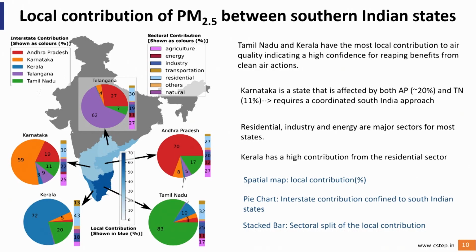This is one more layer of information. This is basically the sectoral information as well. Here you can see which sector is dominant. For example, the residential sector is very important for states like Kerala, where it is about 43%. But for states like Karnataka, there are 3 different sectors that contribute almost equally.